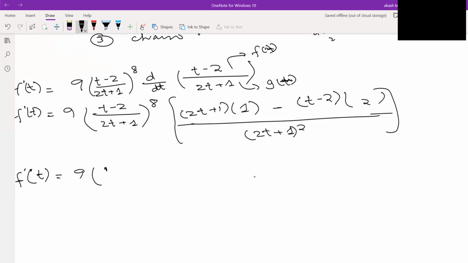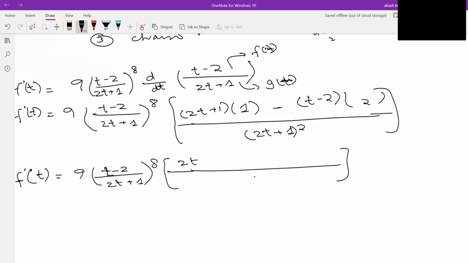Nine times (t minus 2 over 2t plus 1) whole power 8. It will be 2t plus 1 minus, by the formula, and we multiply the 2 with t minus 2, it will be 2t minus 4.